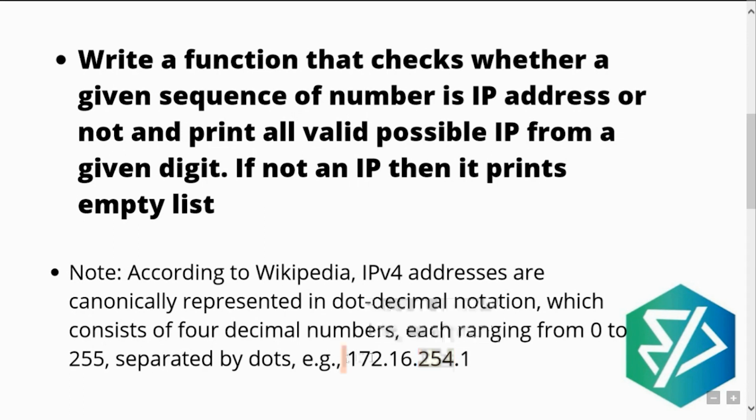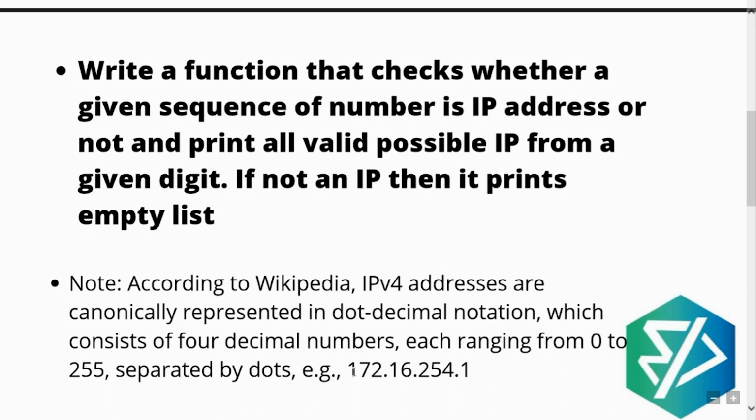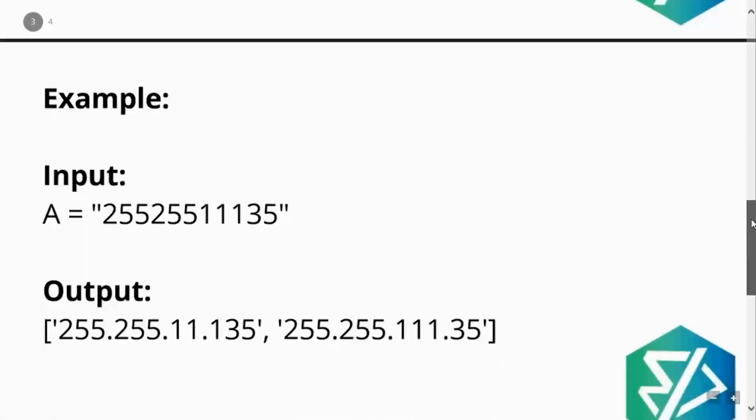And the total digits can be 12. They cannot be more than 12 digits. Because why? Because only 4 parts can be present and each part can be only up till 3 digits. So let's see an example.